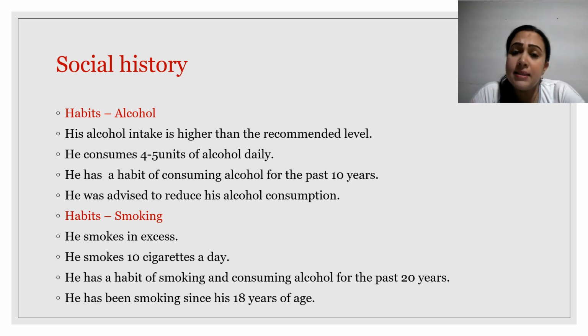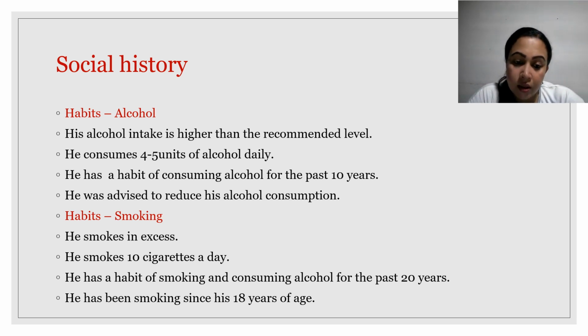Next one, he has a habit of consuming alcohol for the past 10 years. So he has a habit, and he has been doing this for the past 10 years. If such information is given, if the time period is also mentioned, you can write this sentence. Next one is, he was advised to reduce his alcohol consumption. If advice is given regarding his alcohol consumption in the case note, you have to write it this way.